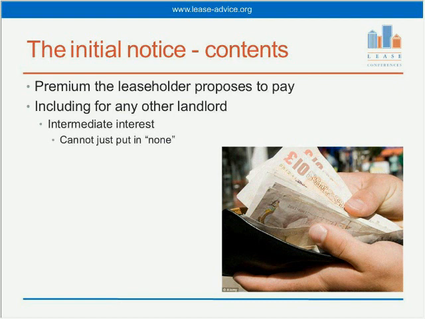You've got to put in a separate price earmarked, even though the money goes in the first place to the competent landlord. You've got to put a figure in. I can't stress that too highly. Otherwise, for the intermediate interest, the head landlords, it invalidates the notice.